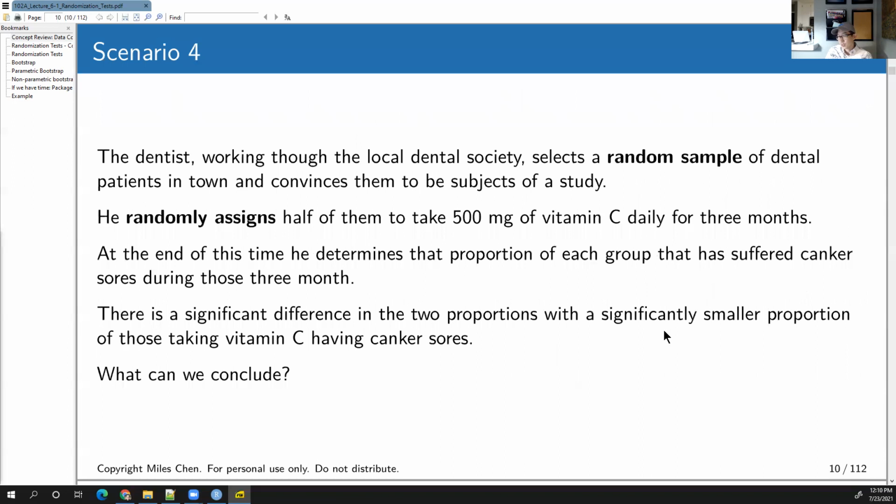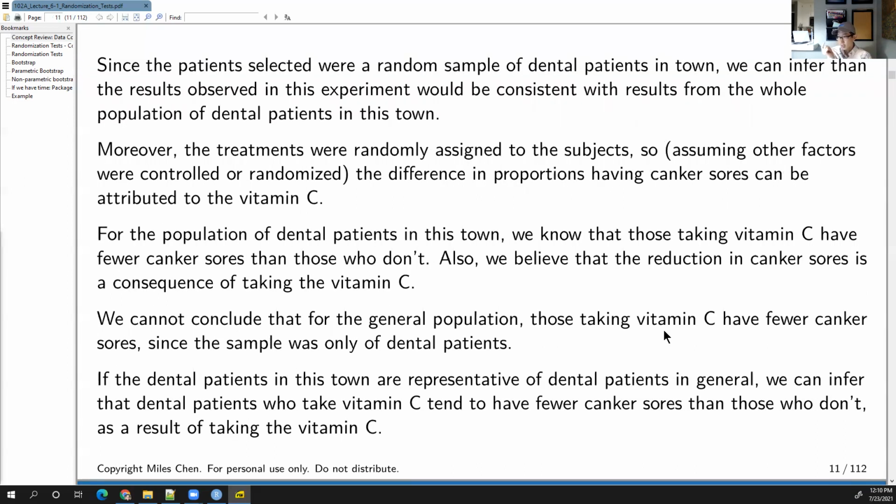Okay, and then the last one is we're going to have random sampling and random assignment. And if you have both random sampling and random assignment, then you can generalize to your general population because of the random sampling. And because of random assignment, you can make a cause and effect conclusion. All right.